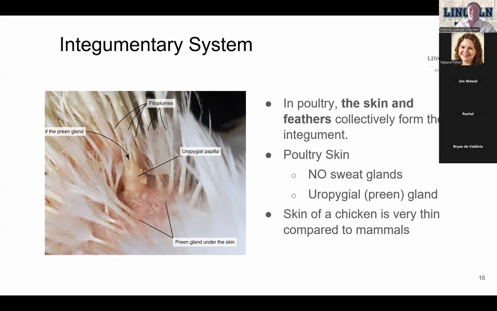But another thing that stands out there is the preen gland, also known as the uropygial gland. The preen gland acts as a source of oil, which the bird, during the process of preening, uses the beak scratching through, getting that oil and rubbing it through the feathers, which can serve as a protective defense and also helps in grooming. So the skin is also very thin if you're comparing it to mammals. All these serve as distinguishing features for the poultry skin.